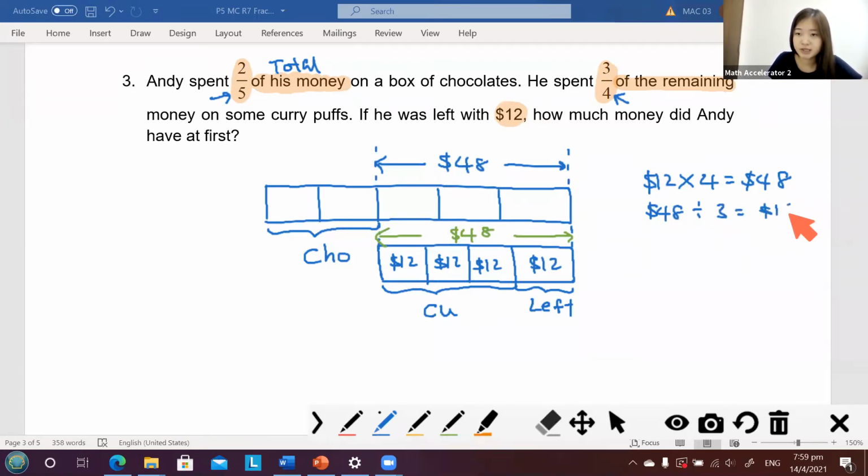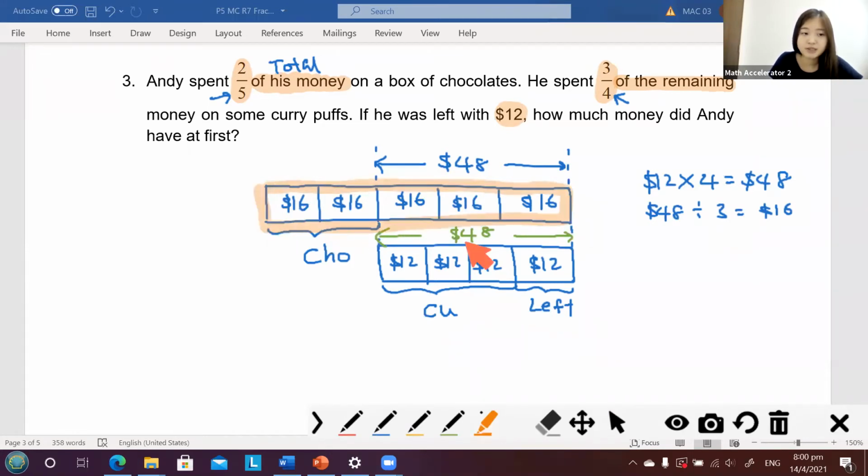Which will get you $16. Yes, correct. $16. So this over here is also 16, as well as the first unit. Okay, this is all 16. So if you want to look for how much Andy had at first, that's everything.